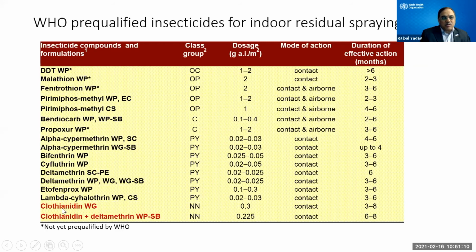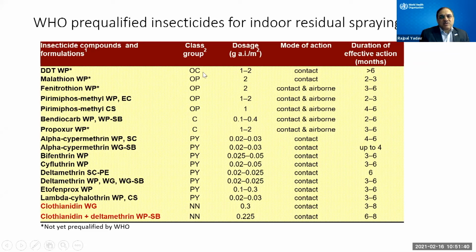The clothianidin one is called SumiShield by brand name. There is also a combined, or mixture, formulation which contains clothianidin and deltamethrin. This is called Fludora Fusion by Bayer. So this contains not only a pyrethroid but also a neonicotinoid. These are the 2 new additions, which make the 5th class of pesticides for indoor residual spraying.